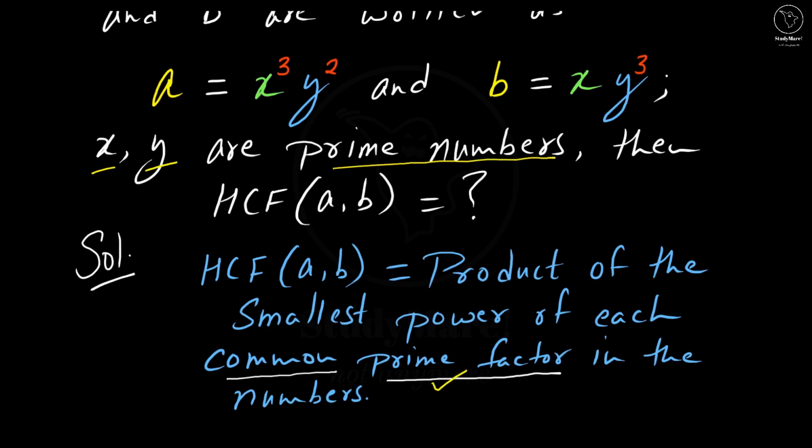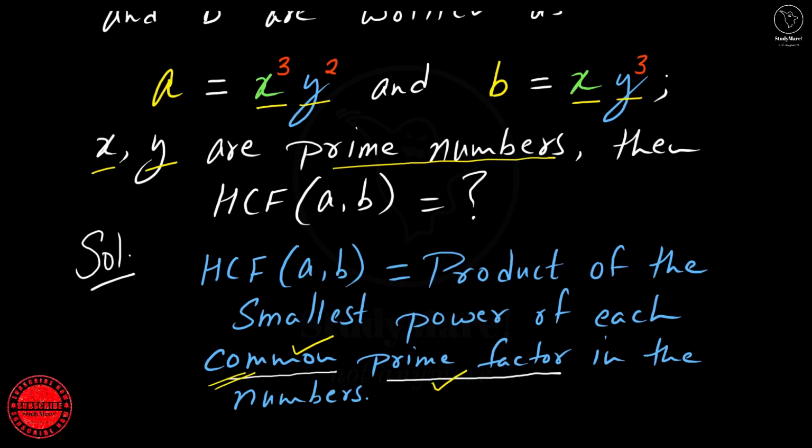This is applicable. Then it says common. Common means it should be present in both the terms. So if you see, we have x here, we have x here, we have y here, we have y here. That means this is also done. We have x and y in both. That means we have to take x as well as y.